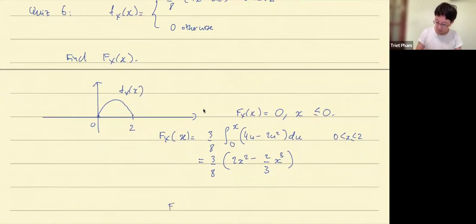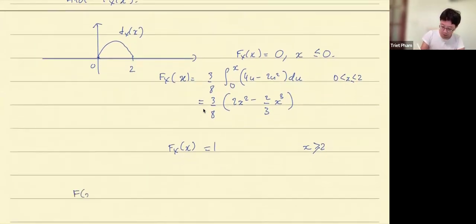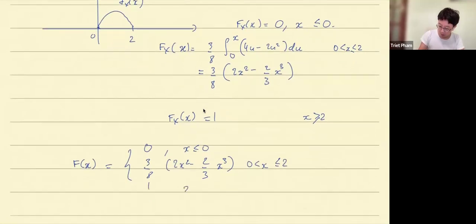And finally, it is 1. Let's check: when you plug 2 in here, you see that you also get 1. So, 0 for x less than or equal to 0; 3/8 times (2x squared minus 2/3 x cubed) for 0 less than x less than or equal to 2; and 1 for x bigger than 2.